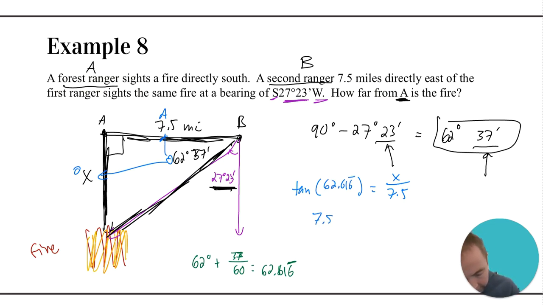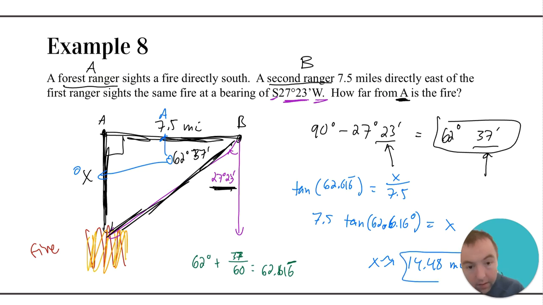So 7.5 times the tangent of the 62.616 repeating degrees would be equal to x. And then when we solve for x, we get about 14.48 miles is how far away that fire would be from that first ranger.